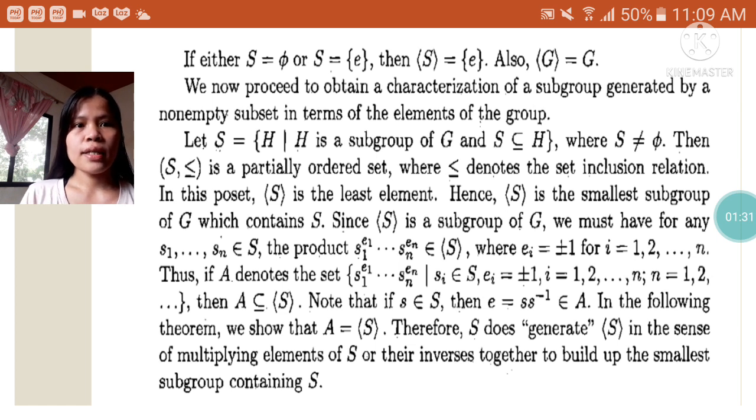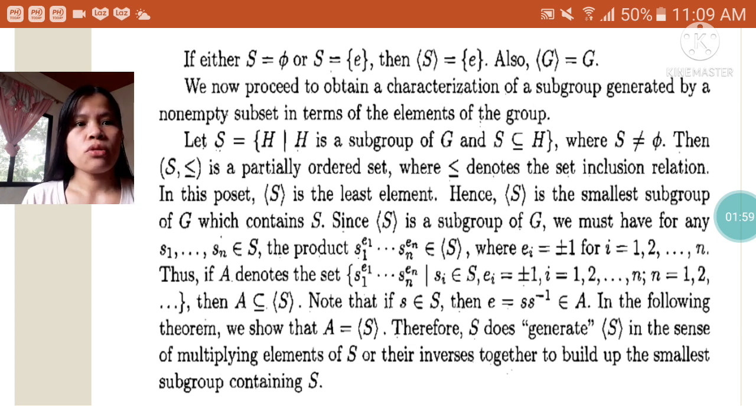If either S is the empty set or S is equal to the set containing the element a, then the subgroup generated by S is equal to the set containing a. Also, the subgroup of G generated by G is equal to G.